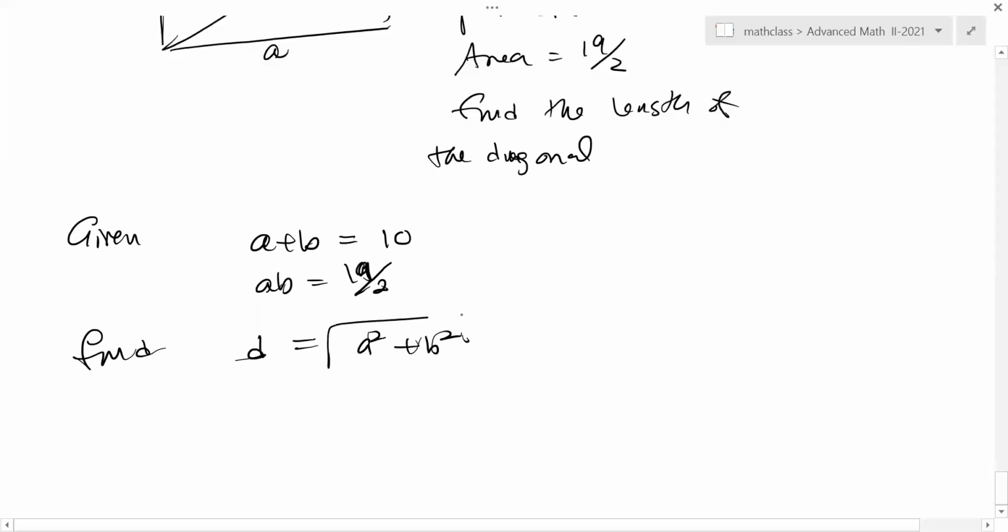Right, this is the Pythagorean theorem. So can you solve this algebraic problem? You're given two numbers, a plus b equals 10, a times b equals 19 over 2. Find the square root of a squared plus b squared.